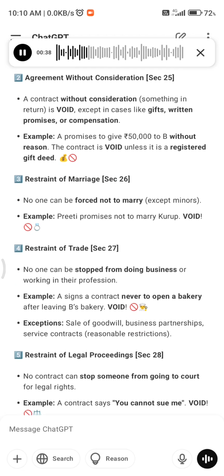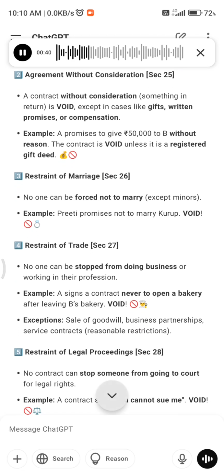Example, A works for B in legal farming and illegal smuggling for $90,000 per year. The contract is void because of illegal work. 2. Agreement without consideration, Sec 25. A contract without consideration, something in return, is void, except in cases like gifts, written promises, or compensation. Example, A promise is to give $50,000 to B without reason. The contract is void unless it is a registered gift deed.